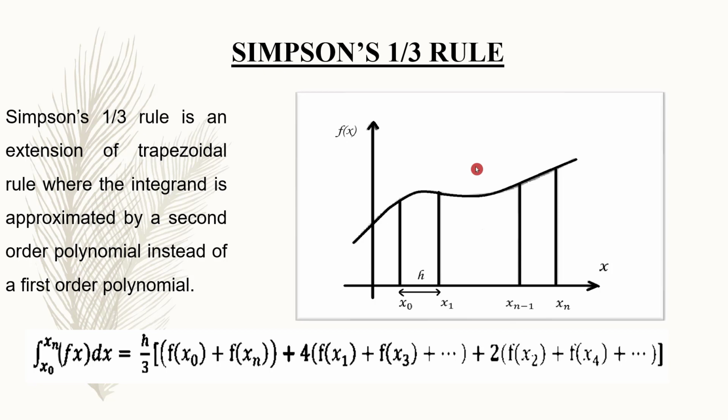As you can see in the figure, Simpson's 1/3 rule uses parabolas to approximate each part of the curve. It divides the area into n equal segments of width h. It can be proved that the total area under the curve using the parabolic approximation is the integral from x0 to xn of f(x) dx equal to h/3 times [f(x0) + f(xn) + 4 times the odd terms, that is f(x1) + f(x3) and so on till f(xn-1), plus 2 times the even terms, that is f(x2) + f(x4) and so on till f(xn-2)].